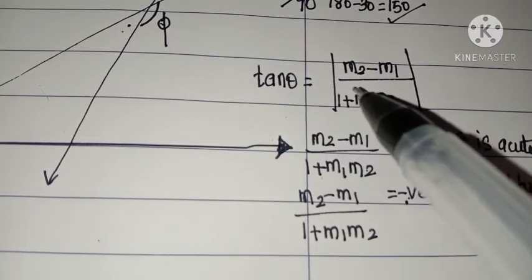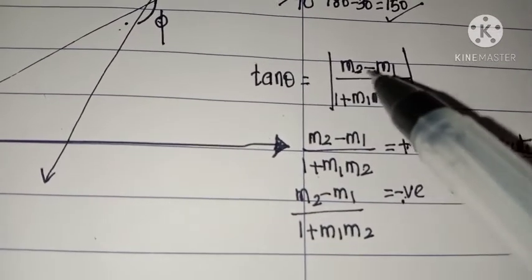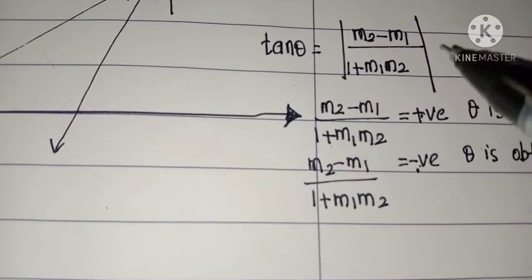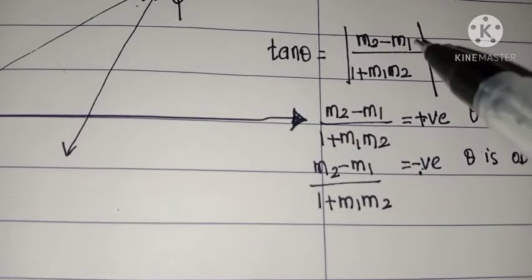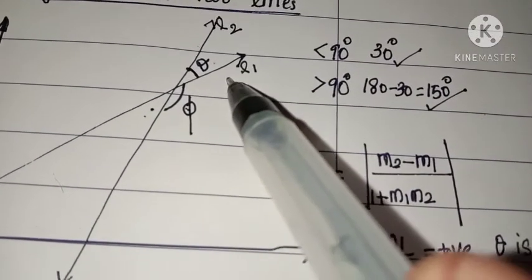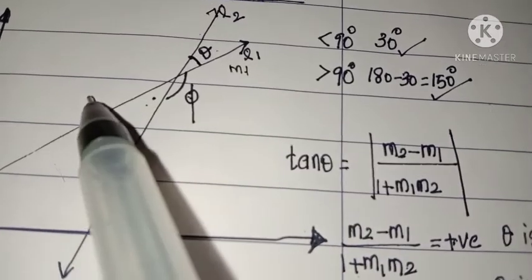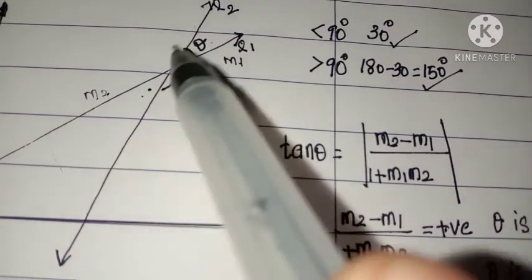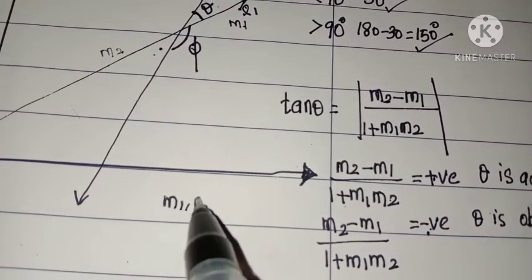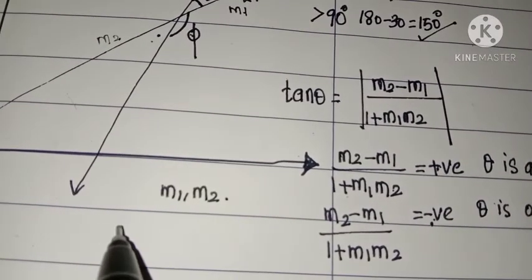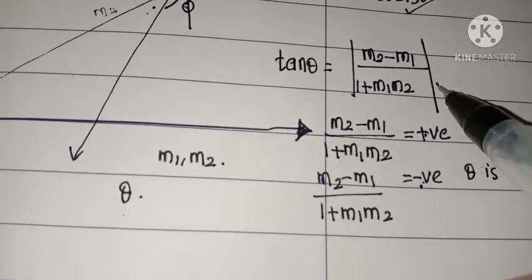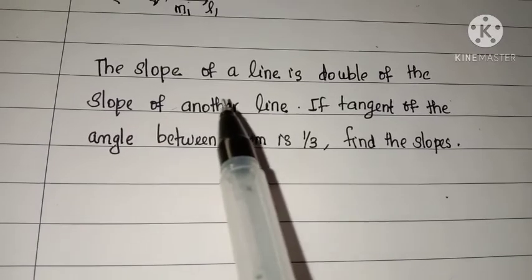Tan theta is equal to modulus of m2 minus m1 divided by 1 plus m1 m2. Okay, now see, these m1, m2 are slopes of these lines. m1 is the slope of the line L1 and m2 is the slope of the line L2. So if we know two slopes m1 and m2, we can easily determine the angle between these two lines using this result. Now see this question.